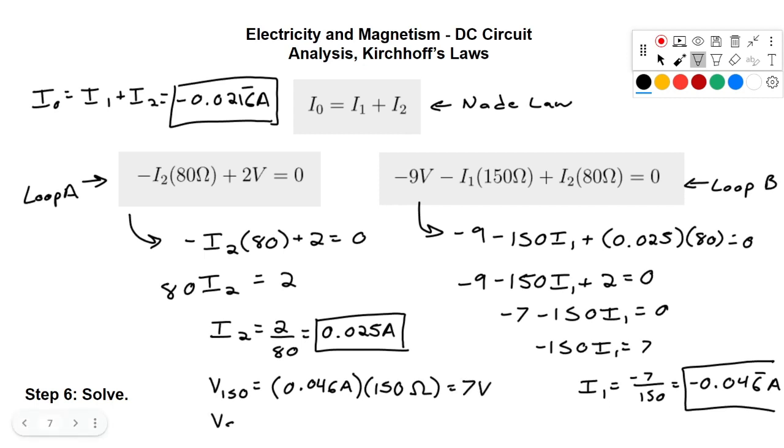And if we look at the 80 ohm resistor, that was coming through I2. That was the current that flowed through it, so 0.025 amps. And 80 ohms was the resistance. So again, V equals IR. And our total will be 2 volts. So there we have our voltages for our resistors, all of our currents, and we obviously have our battery voltage.